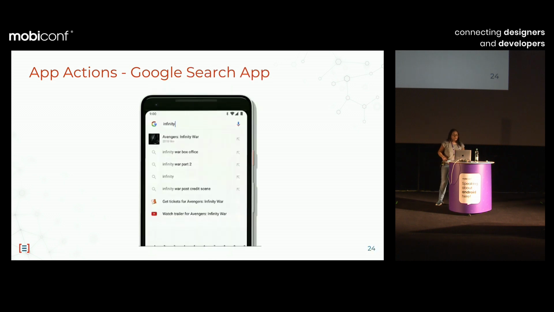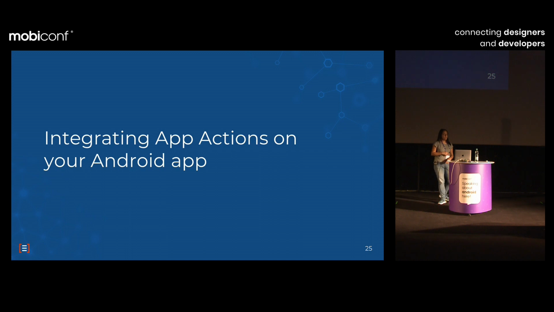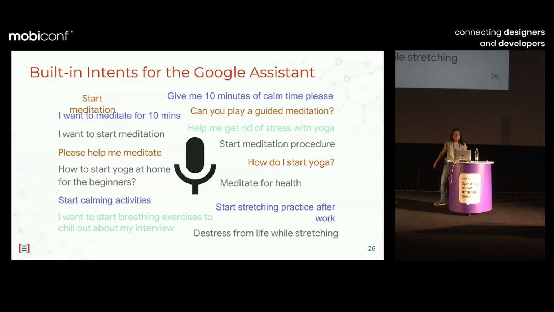And lastly, on the Google Search app, if you look for something like a movie title, you can get actions suggested to that, like get tickets or watch videos, just beside the regular stuff that we get. So this looks really great. So how do you actually integrate that on your Android apps?